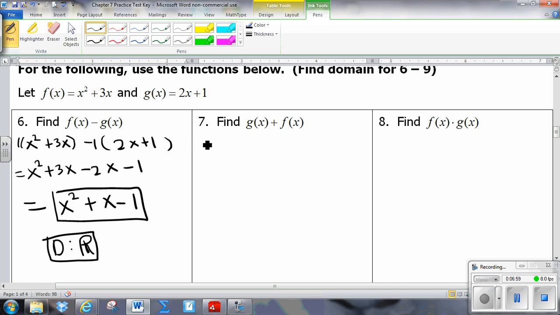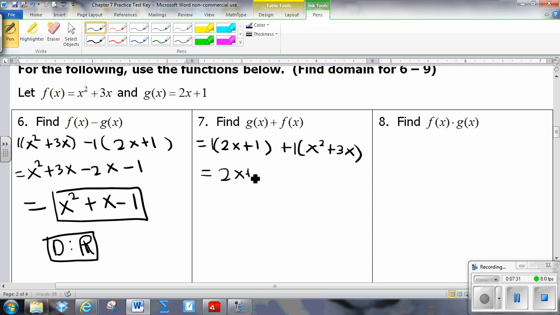Okay, so same thing over here. What you want to do is g of x plus f of x. All right, so your g of x function is 2x plus 1, so we're going to put a 2x plus 1 here. Your f of x function is x squared plus 3x, so x squared plus a 3x. Okay, nice thing about this one though, there are no sign changes because you're distributing positive ones, so everything just stays the same.